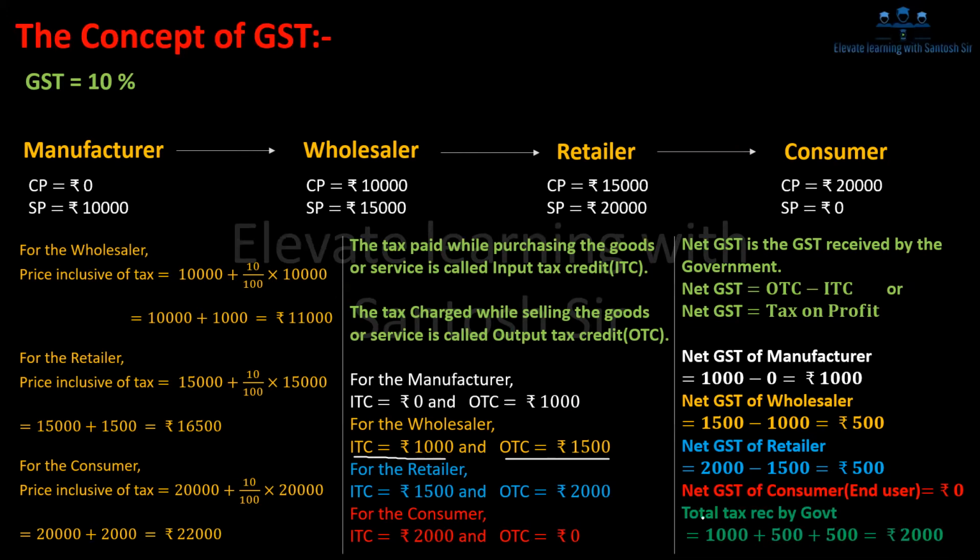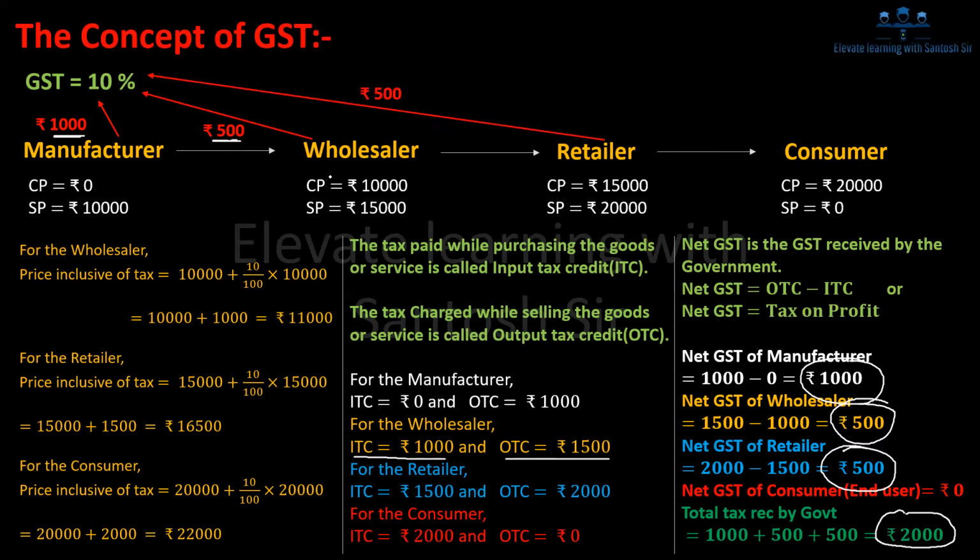Now, let us calculate the total tax received by the government. 1000 was given by the manufacturer, 500 by the wholesaler and 500 by the retailer. Total tax received by the government is 2000. Now, one more thing: in total, how much tax did the consumer pay? It is also 2000 rupees.